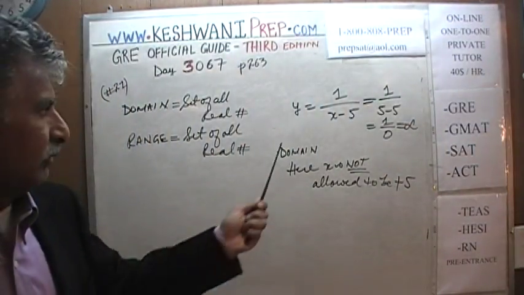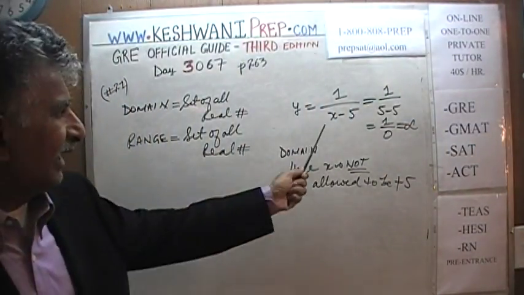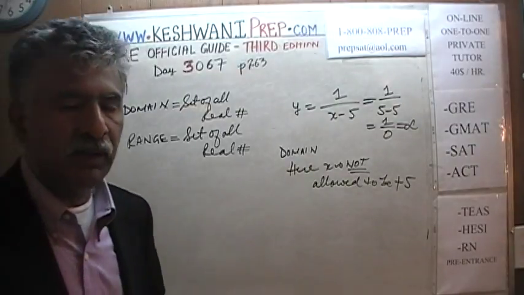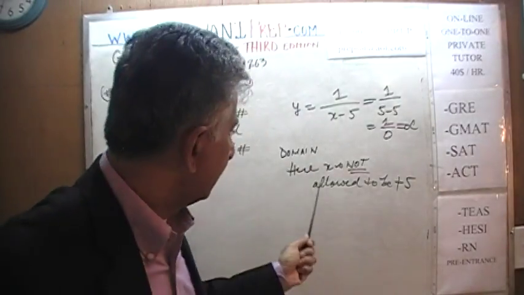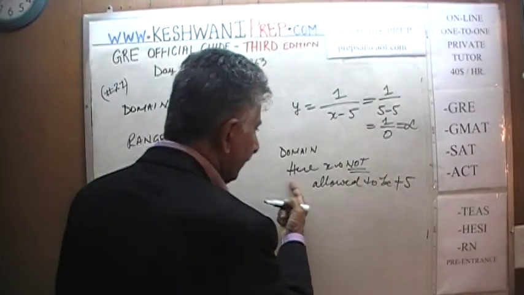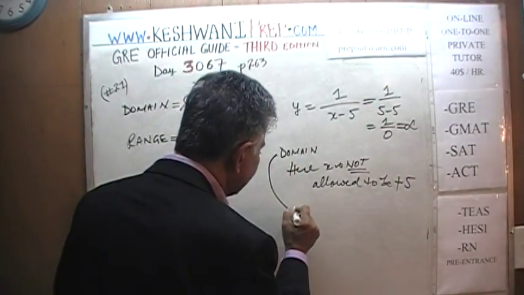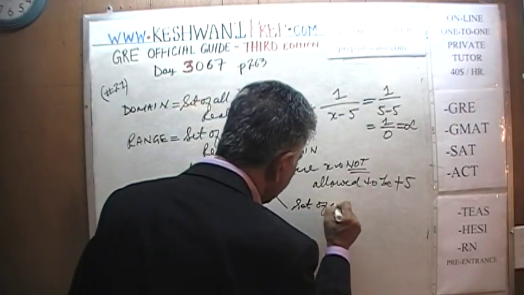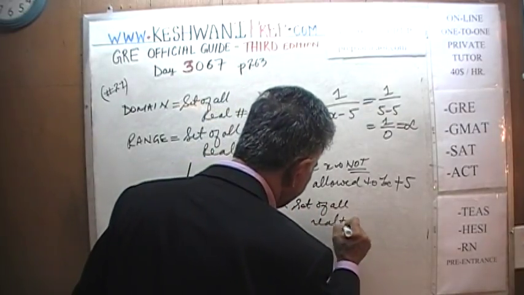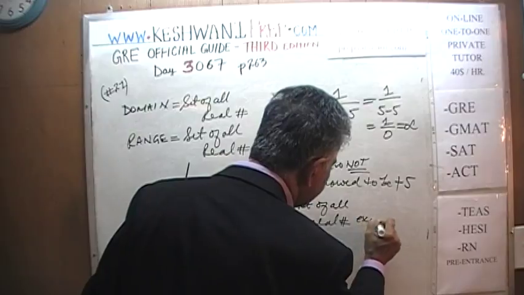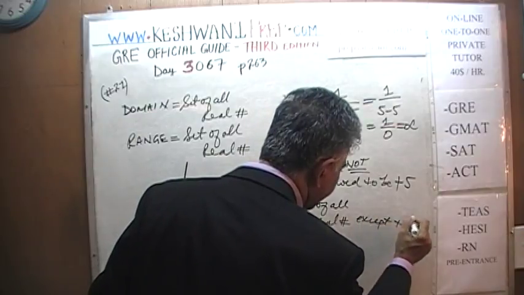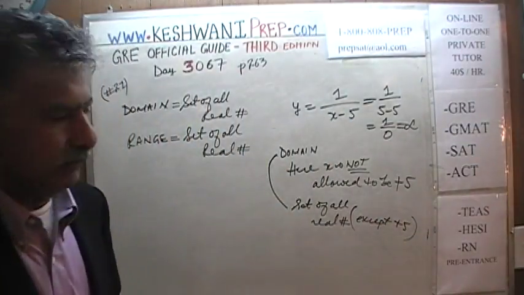We can't have that. We have to have a value for y. X cannot be 5 here. At that point, it becomes undefined. So here, x is not allowed to be 5. How do we say that? Here, the domain is the set of all real numbers except positive 5. That's how we say it.